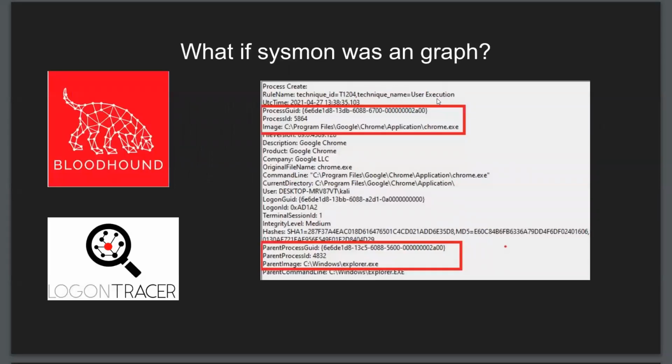I started asking myself whether Sysmon could be a graph because of BloodHound, which visualizes the Active Directory environment, or something like LogonTracer, which shows Windows logon events as a graph. On the right-hand side, there is a Windows process creation from Sysmon, and the things in the red square are really interesting: the process ID and parent process ID. Both are processes, and there is some kind of relation between them. So that gives us a really good start.